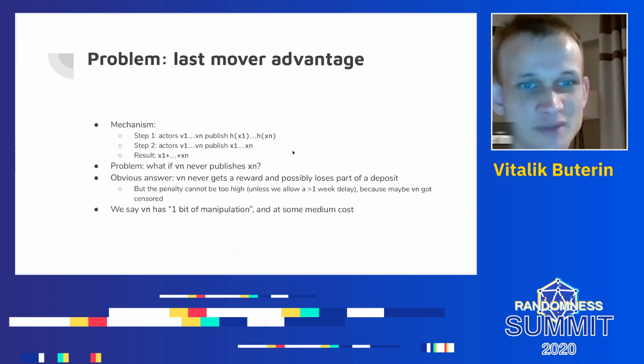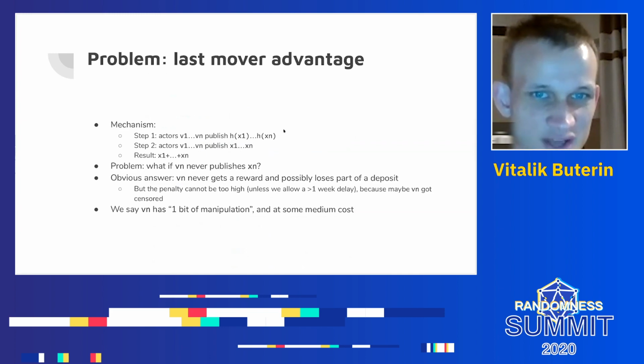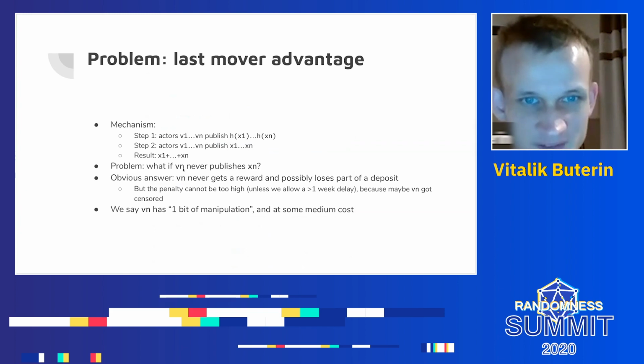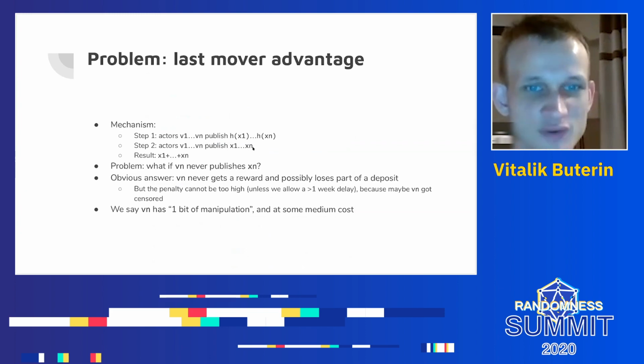The main problem here is, of course, if you have these actors V1 to Vn, they publish the hashes and then they publish the values, but what if the last actor Vn never publishes Xn, right? The result is this, but what happens if the last actor never publishes Xn?